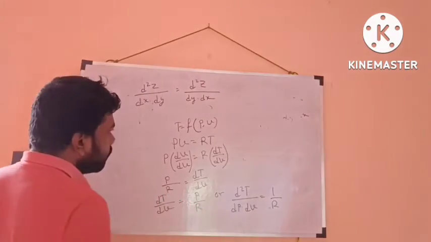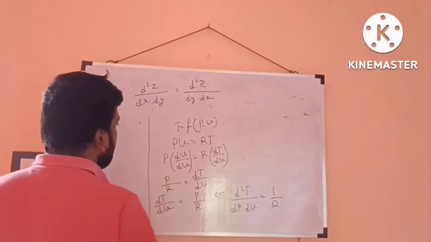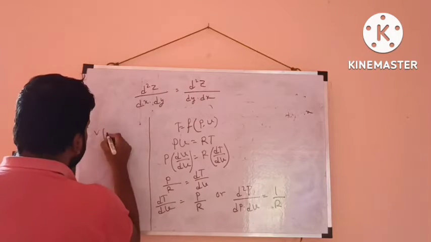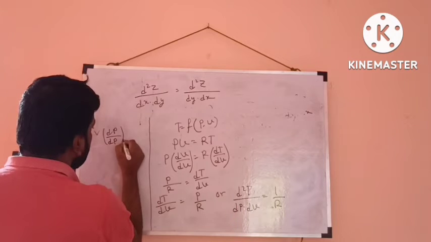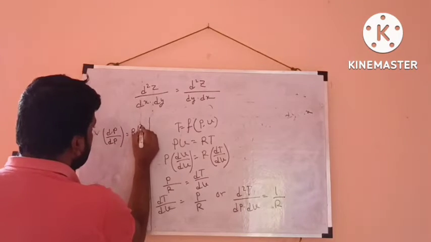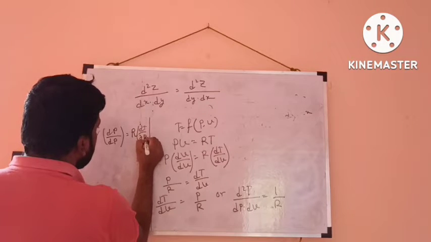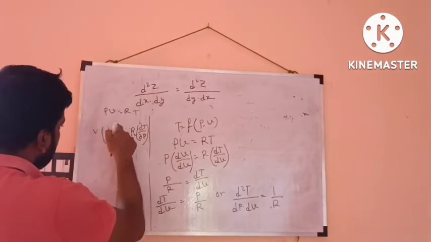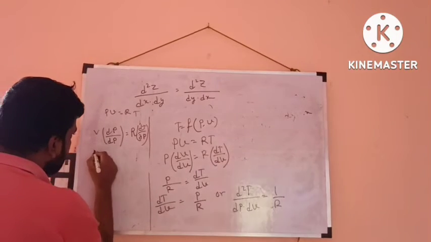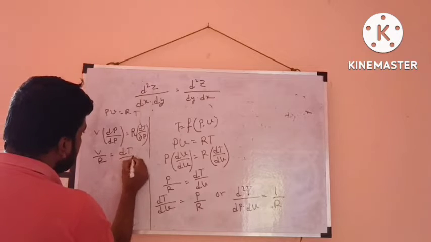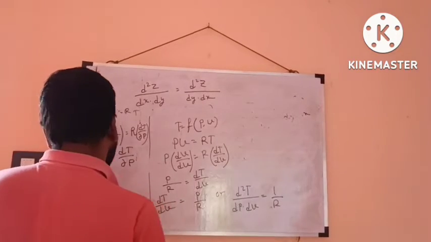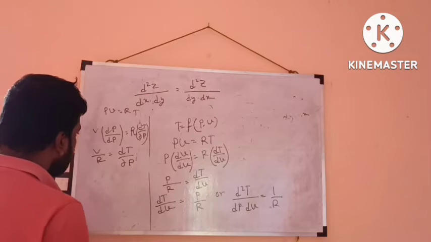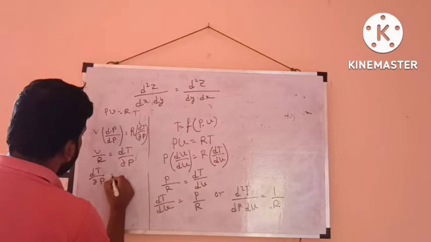similarly, if we differentiate with respect to P, we get V by R is equal to del T by del P. Next, we differentiate del T by del V and del T by del P, which is equal to V by R.